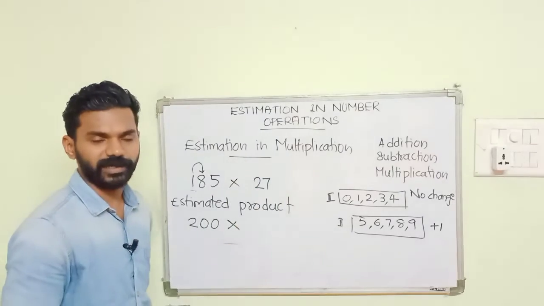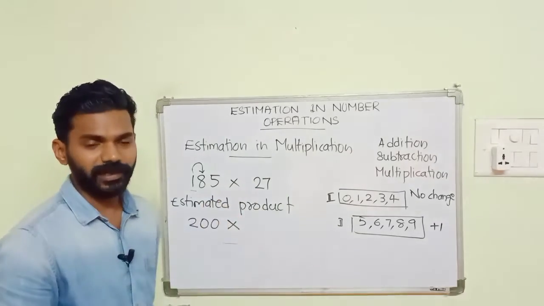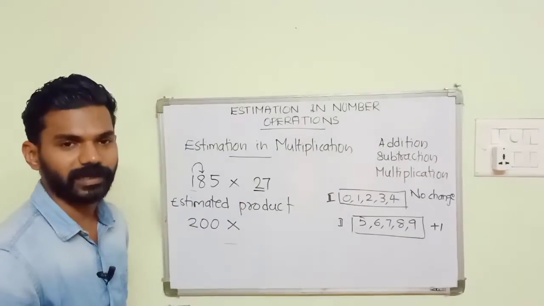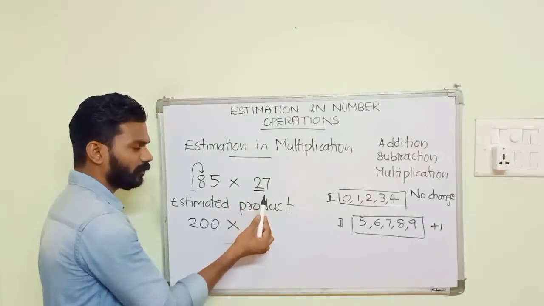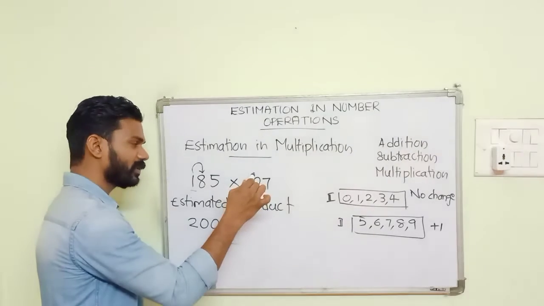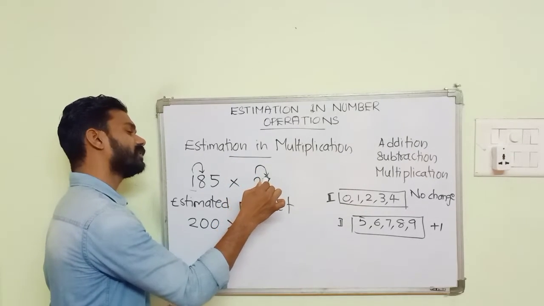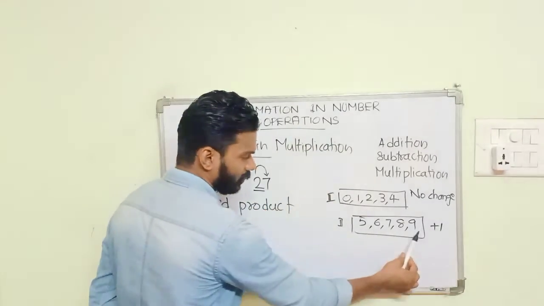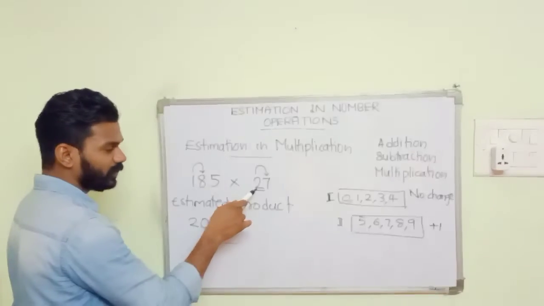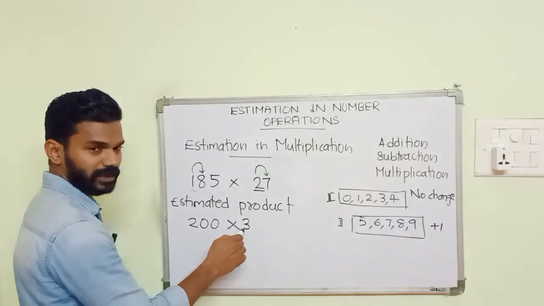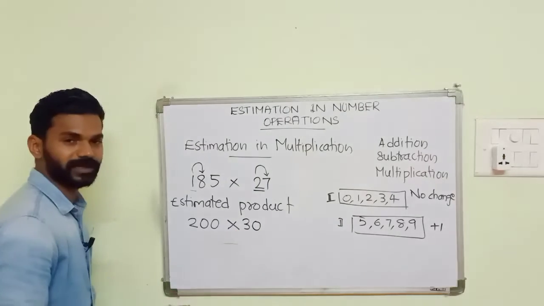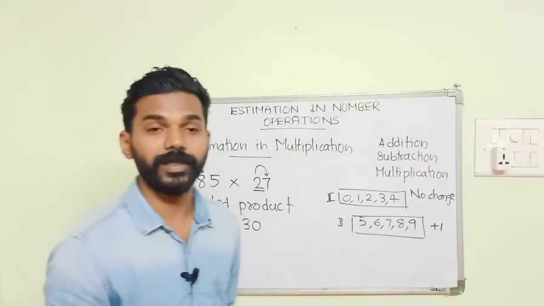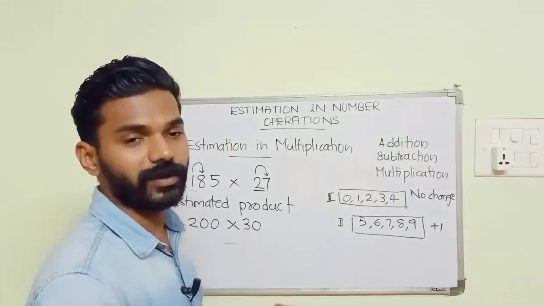Now 27. In 27, you can consider rounding off to the nearest 10. In order to do that, first of all, we go to the tens place. Now we check the digit just right of it, and it is 7. 7 belongs to the second group. If it belongs to the second group, this 2 has to be replaced with 3 and the remaining digit has to be put as 0. So it will be 200 into 30, which will be the estimate that we are going to consider.